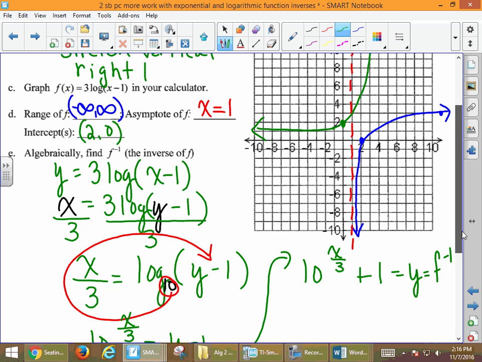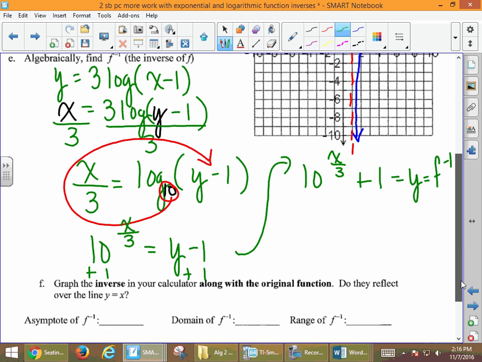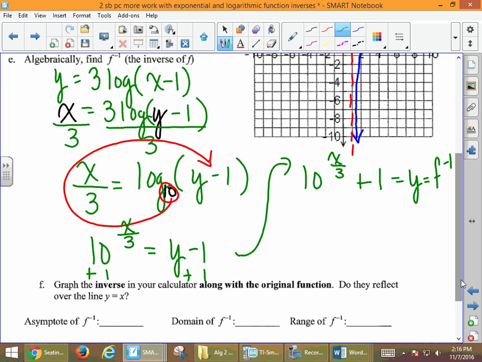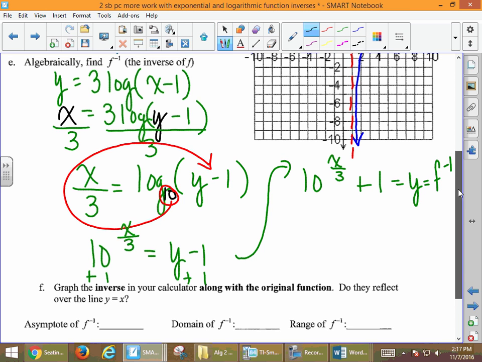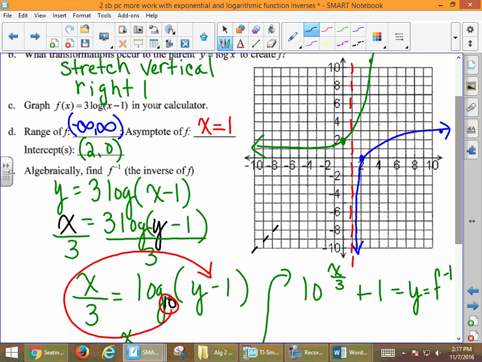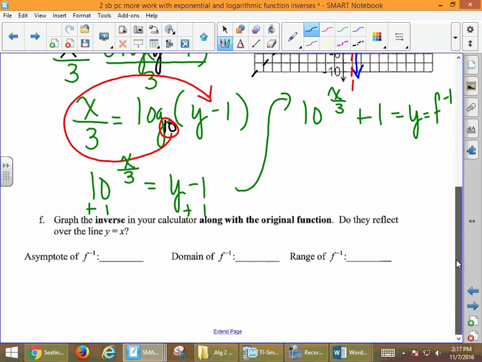And let's identify some features of this. First and foremost, are these graphs a reflection over the line y equals x? Let's look at y equals x. It goes from the bottom left-hand corner to the upper right-hand corner. If we fold our graph along that line, will that blue graph land on the green graph? Yes. So they do reflect over the line y equals x. That's a good sign.